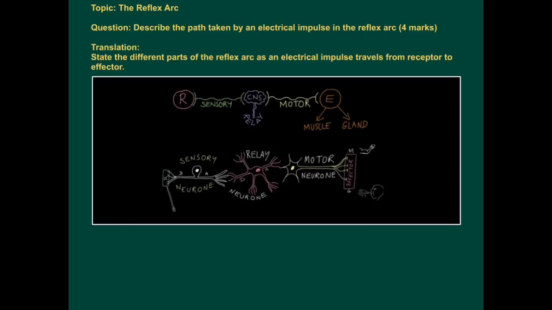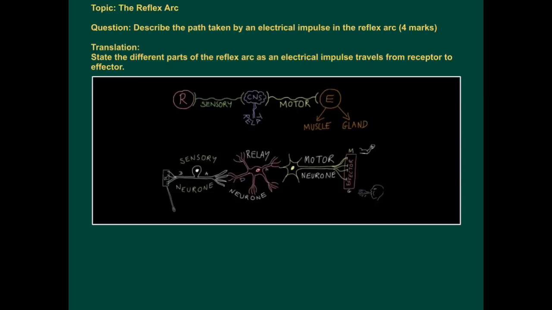This exam application tutorial is on the reflex arc. The question for 4 marks: describe the path taken by an electrical impulse in the reflex arc. In other words, state the different parts of the reflex arc as an electrical impulse travels from receptor to effector.